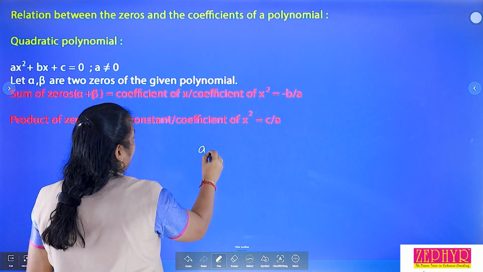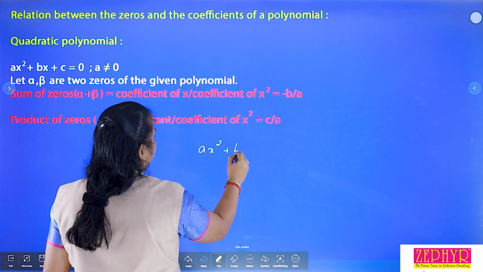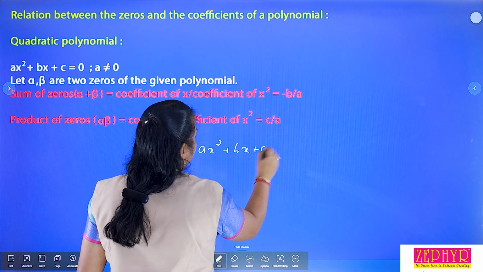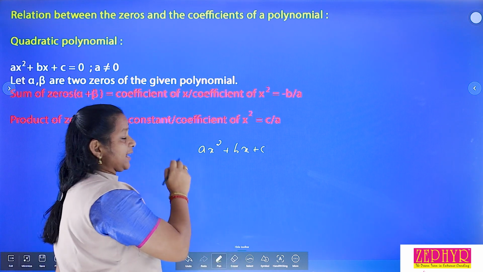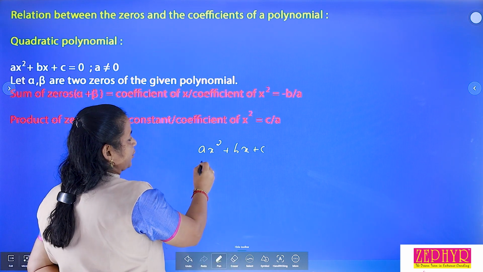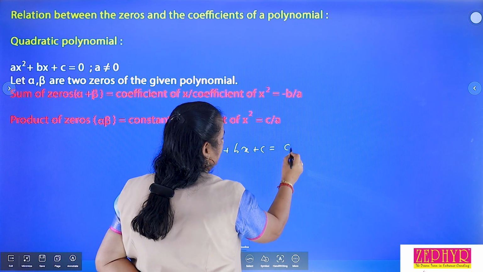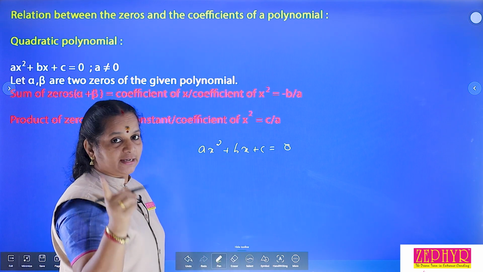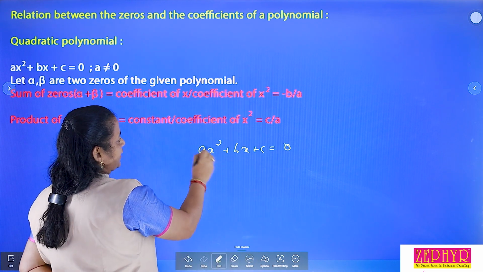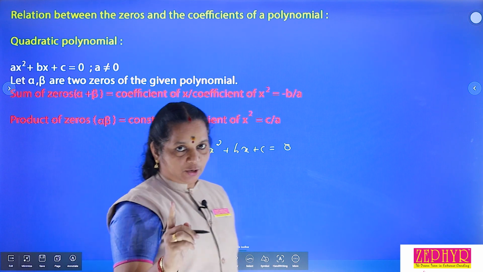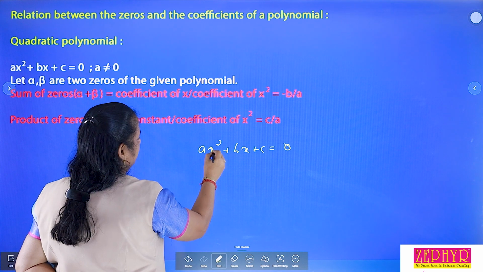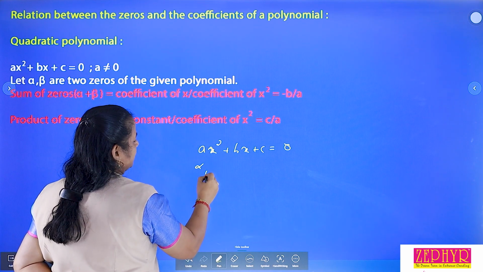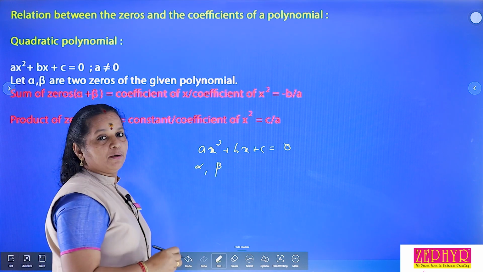ax square plus bx plus c. That is the general equation of a quadratic polynomial. So consider this as an equation, ax square plus bx plus c is equal to 0, then it is called a quadratic equation. A quadratic equation has two zeros or two roots. These roots are denoted as alpha and beta.